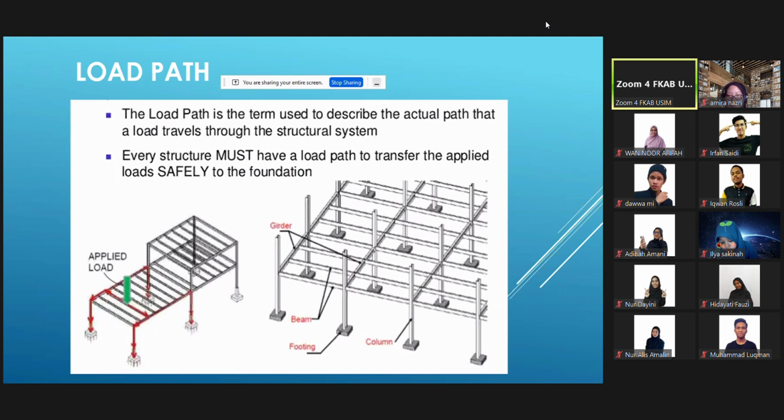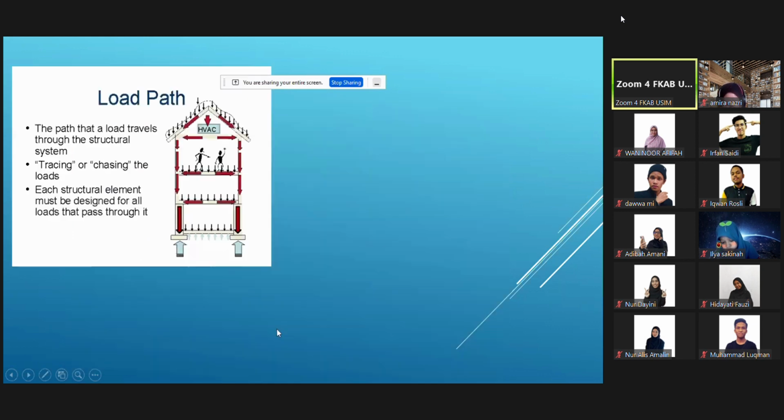And you have footing. All these frames that you see above the ground will be transferred to this, maybe a pile cap, and then to the ground. That's how the load is transferred. Okay, let's look at another aspect of the issue. So you see this simple diagram to show you how the load is actually transferred to the foundation.